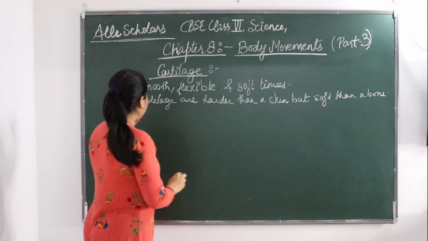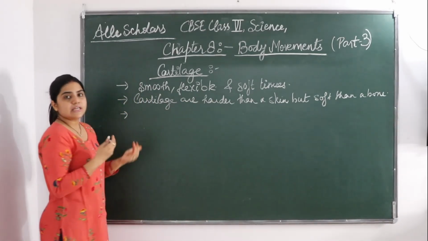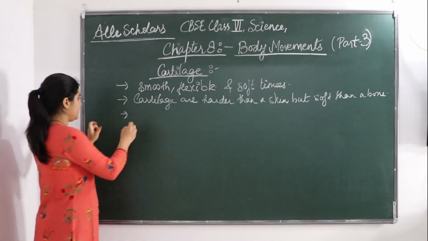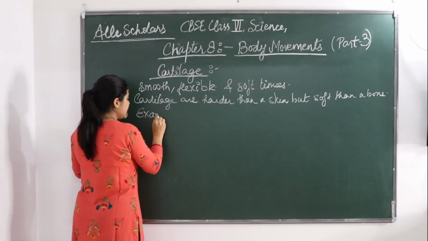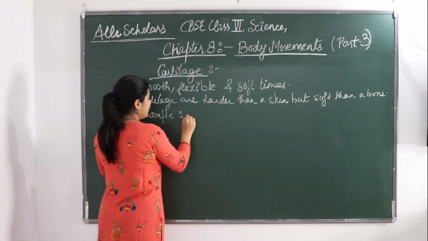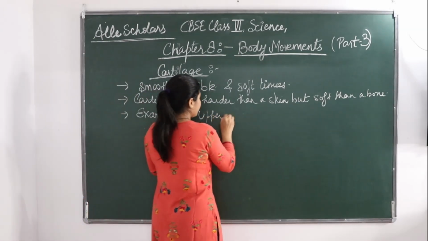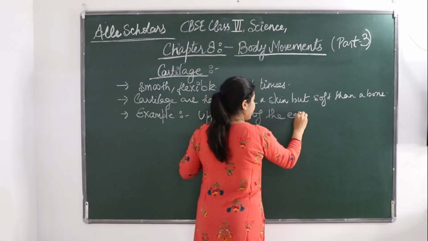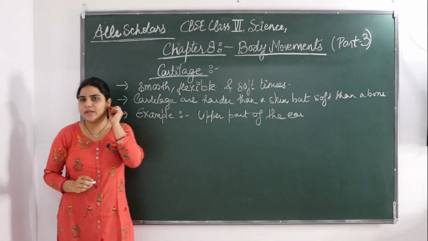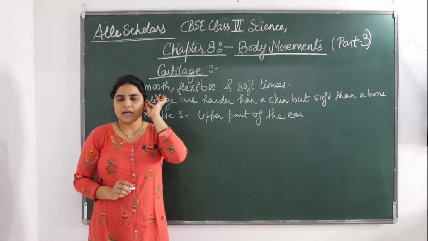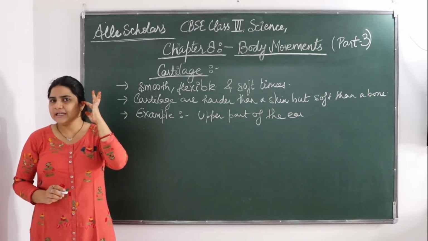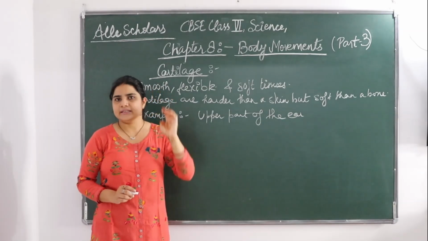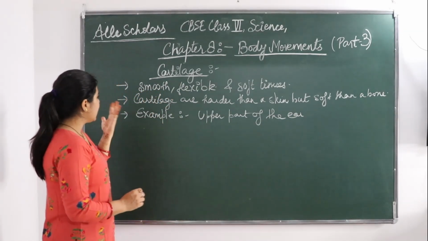Fine. Now the question is, where can you see your cartilage? The upper part of the ear. It is the best example. You can try it by yourself also. You see your earlobe is very soft, but if you compare it with the upper part, it is a bit harder, but it is flexible. You can bend it easily. So this is what? This is cartilage.